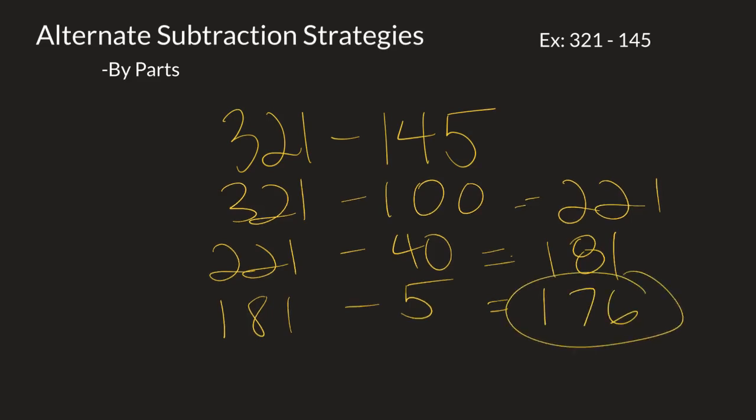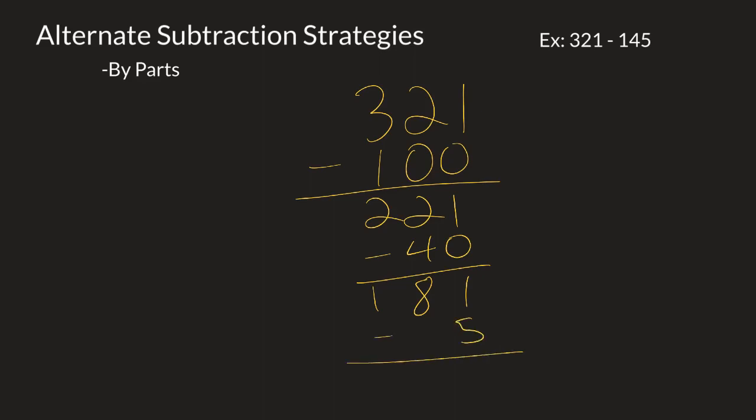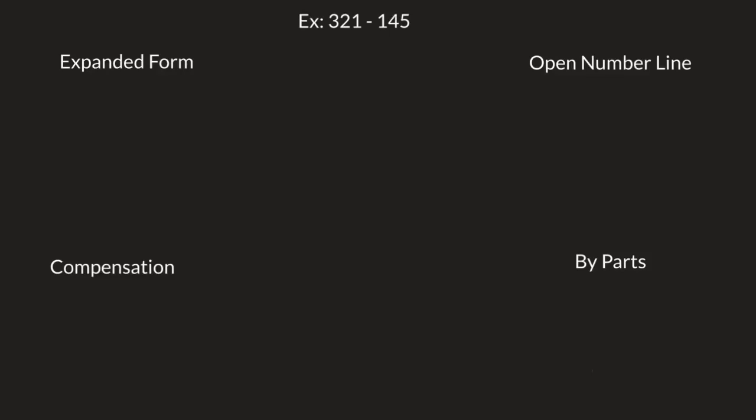176. All right, if you don't like writing it this way, which is horizontal, we can put it stacked, just like this. You would then subtract it and get 221. 221 subtracted by 40, which would equal 181, and you subtract it by 5, and you end up with 176. And that is by the parts. So we covered 4 different strategies: expanded form, open number line, compensation, and by the parts. Did I just say farts?